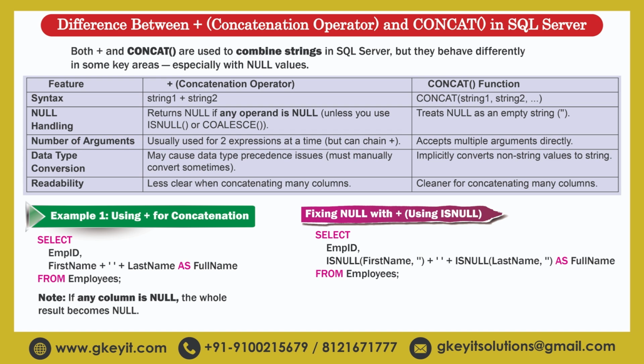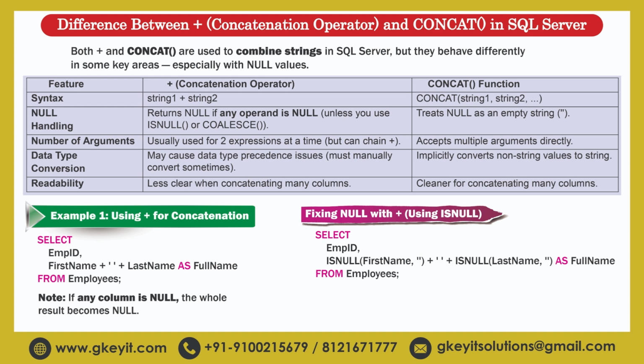Let's look at different features between concatenation operator and concat function. Coming to the syntax of operator, string 1 plus string 2 will just combine two strings, whereas the concat function concatenates string 1, string 2, and in such a way you can use many number of strings. Coming to null handling, the concatenation operator returns null if any operand is null, unless you use the isNull function or coalesce. The concat function treats nulls as an empty string.